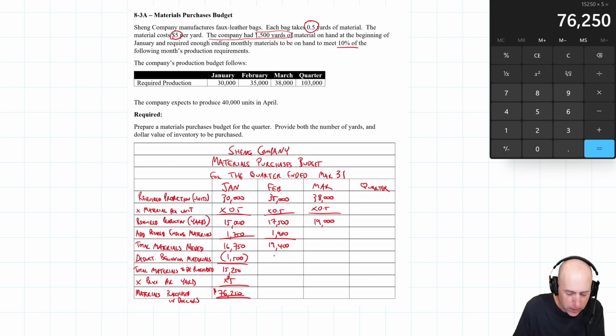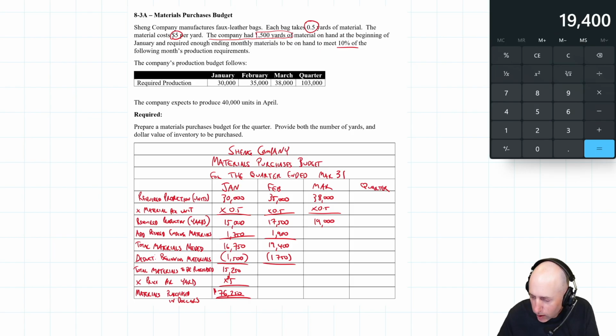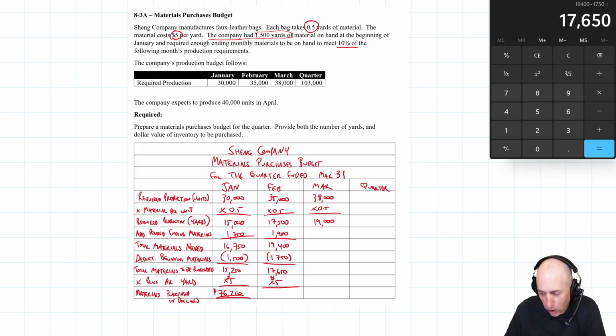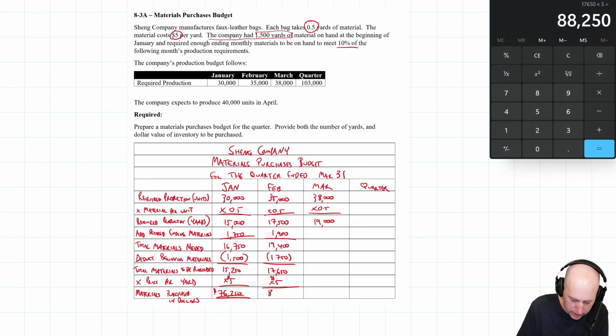The beginning of February is the same as the end of January. It's 1,750, so I deduct 1,750 from 19,400. 19,400 minus 1,750 is 17,650, and I multiply that by $5 to give me the dollar value of this order. 17,650 times 5 is 88,250.